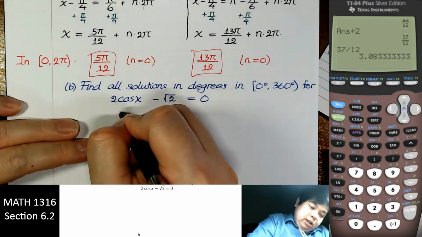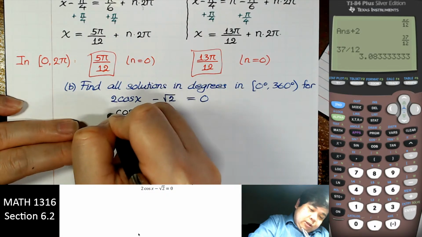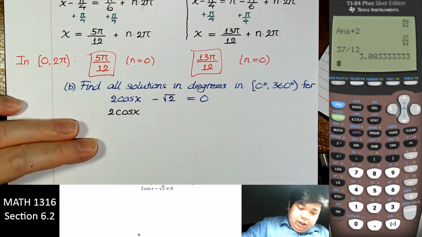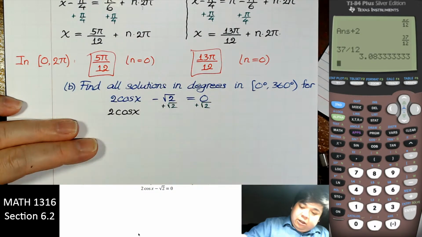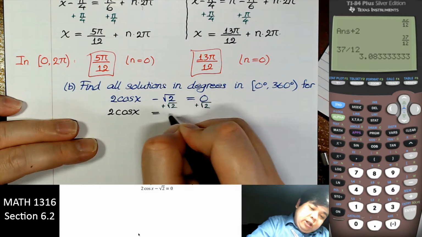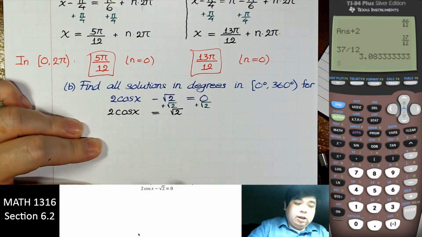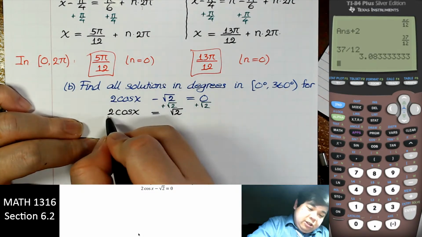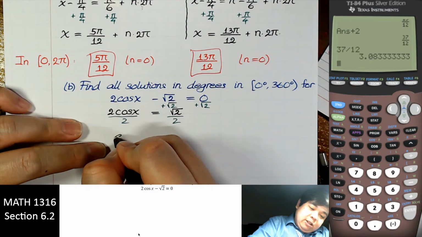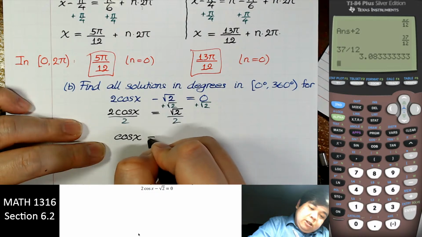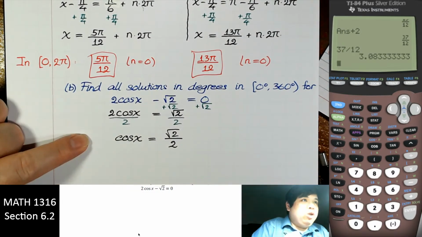So first, add the square root of 2 on the other side. So we have 2 cosine x equal to square root of 2. And then we divide by 2. So we have cosine of x equals square root of 2 over 2. So we get the trig function by itself.